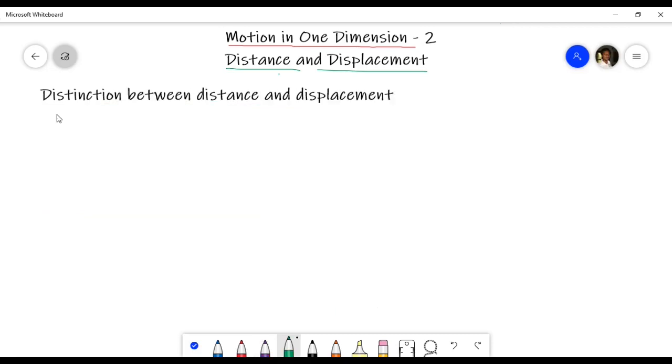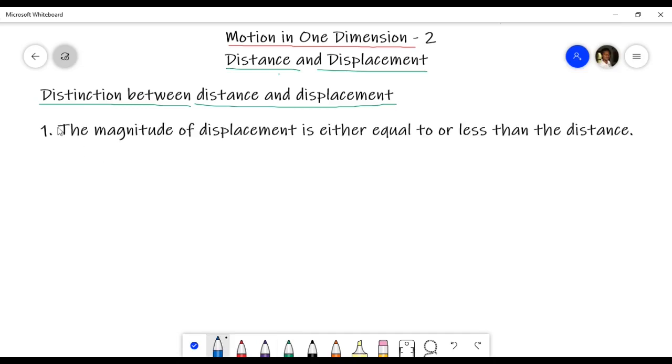That is the magnitude. Let us know more about the distinction between distance and displacement. Let us see the first distinction. The magnitude of displacement is either equal to or less than the distance. The magnitude of displacement is either equal to or less than the distance. If you have understood what displacement and distance are, you can understand this statement too.